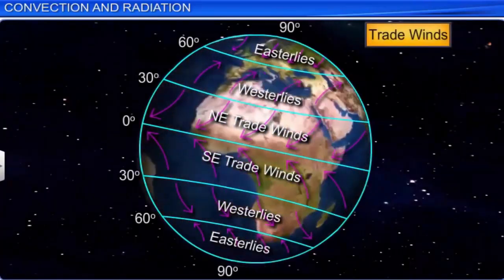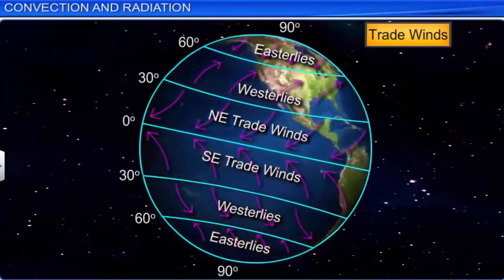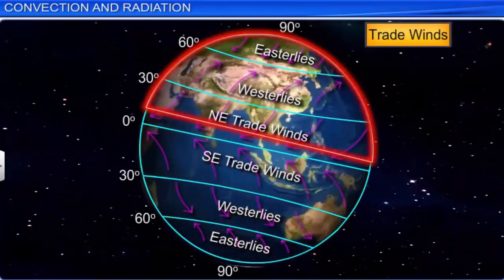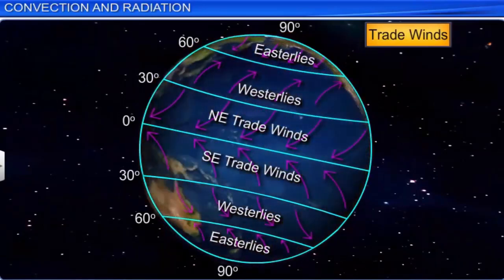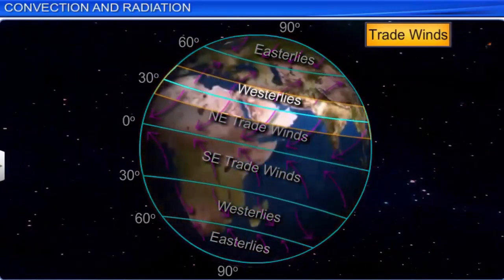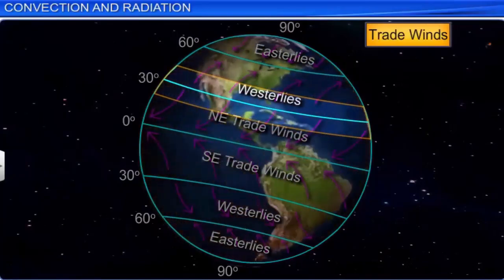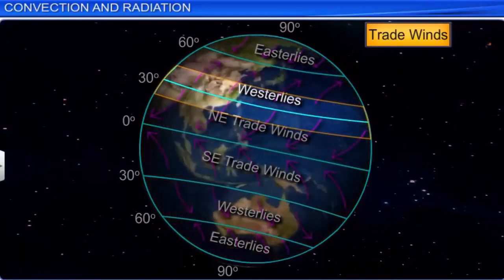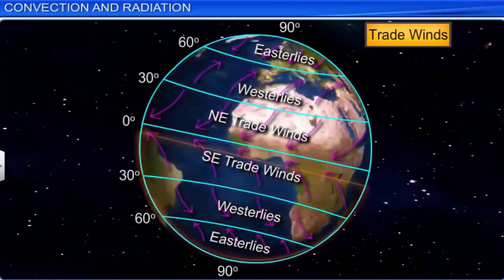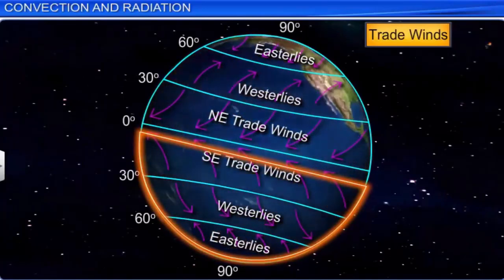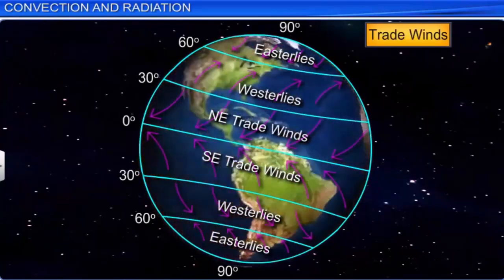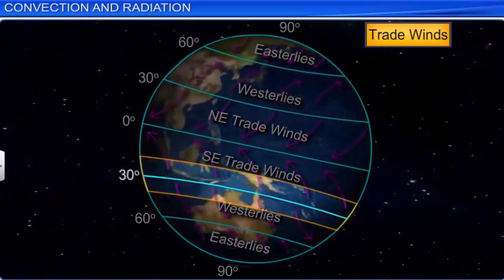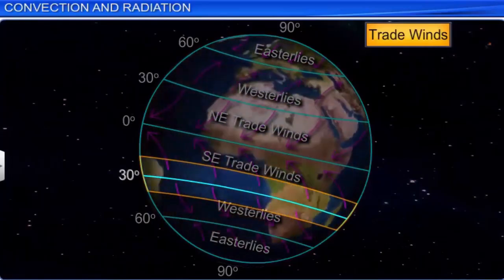result in trade winds. In the northern hemisphere, instead of descending at the North Pole, the air descends at 30 degrees north latitude and moves towards the equator. Similarly, in the southern hemisphere, instead of descending at the South Pole, the air descends at 30 degrees south latitude and moves towards the equator.